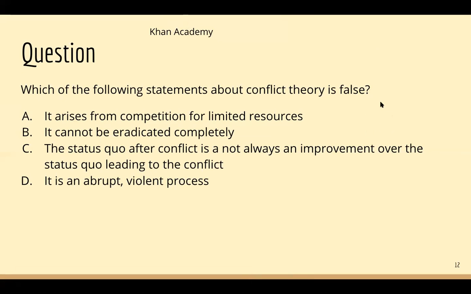Which of the following choices is false in regards to conflict theory? A: Does it arise out of competition for limited resources? B: Conflict cannot be eradicated completely. C: Is the status quo after conflict always improved when compared to the status quo previous to the conflict? And D: Is conflict an abrupt, violent process?